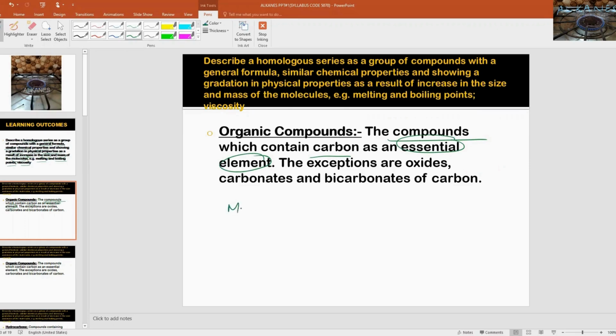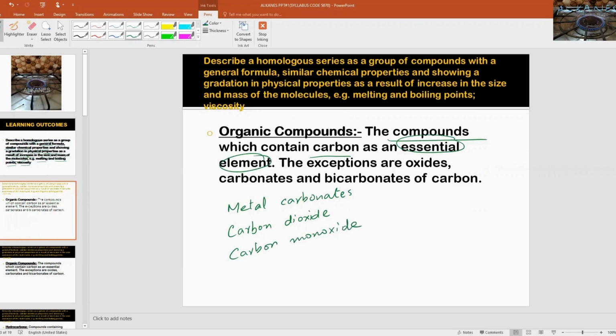For example, metal carbonates, they are not organic. Carbon dioxide, it's also not organic. Carbon monoxide, it is also not organic, although they contain carbon in them.